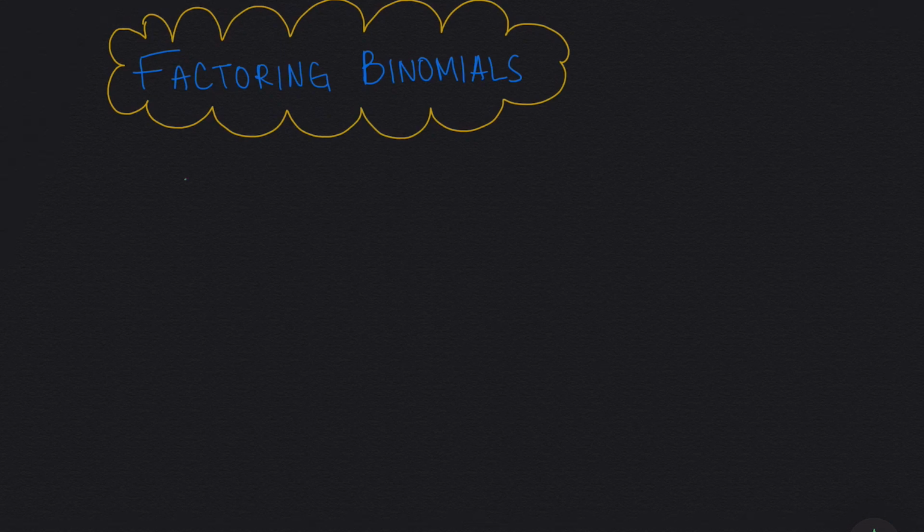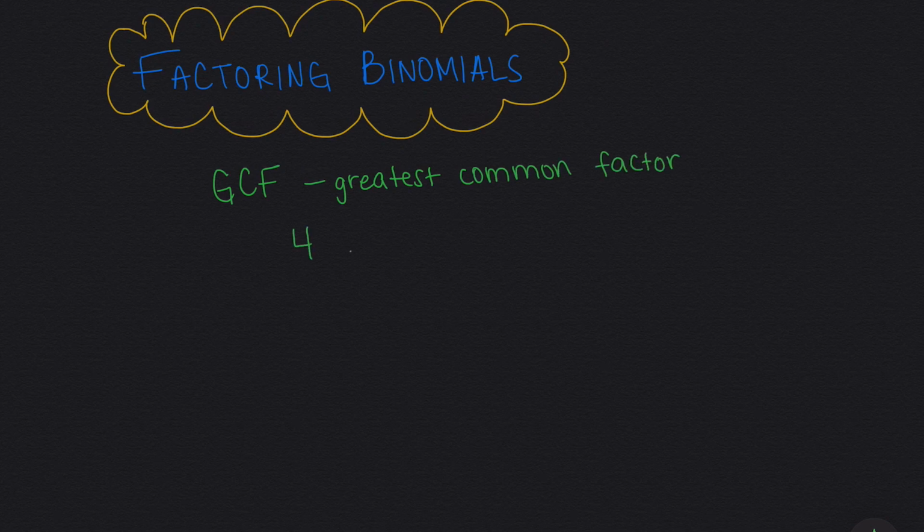Before we get into factoring binomials, let's throw it back to when we first learned about fractions and were introduced to this term, GCF, which we know stands for greatest common factor. For example, if we had the numbers 4 and 10 and we wanted to find their GCF, we could first come up with a list of each of their factors. The factors of 4 are 1, 2, and 4. The factors of 10 are 1, 2, 5, and 10, because 1 times 10 is 10 and 2 times 5 is 10.